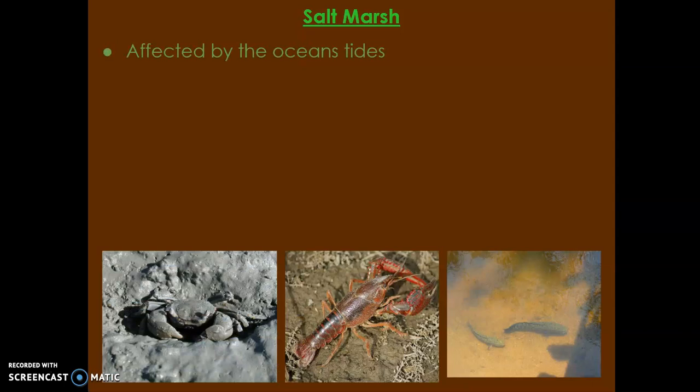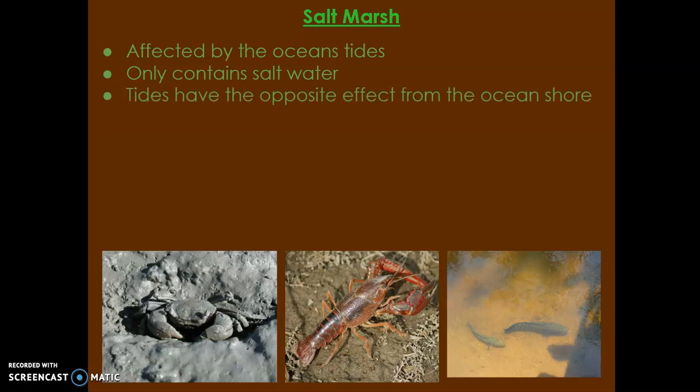Alrighty, this is the first line in your notes. So saltwater marshes, they are affected by the ocean's tides. They only contain salt water. And then the tides have the opposite effect from the ocean shore. So when it's low ocean tides, meaning the tide on the shore is low, the marsh area floods and brings in the higher water.